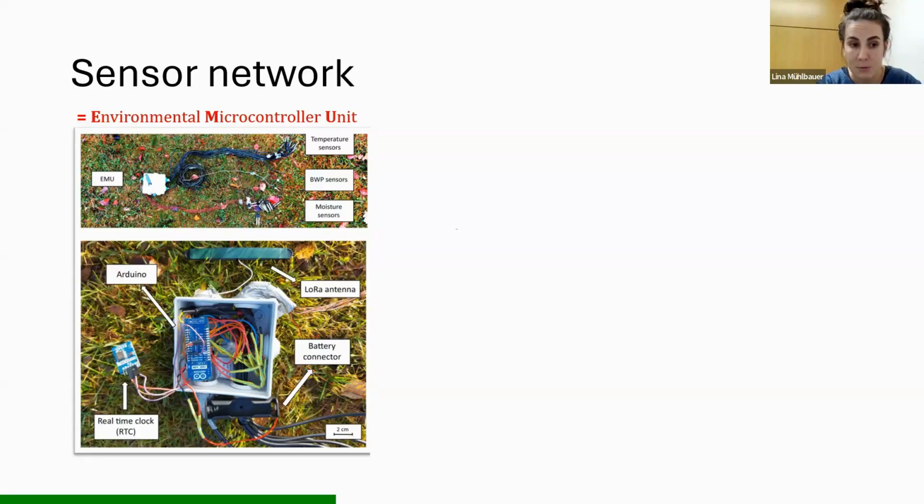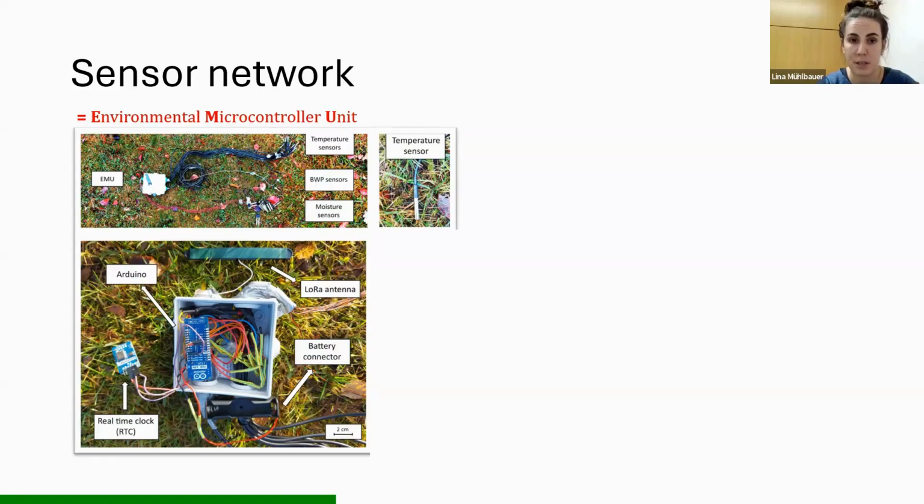It additionally has a real-time clock. That is important because if the battery runs empty, the Arduino doesn't know anymore what time it is. So it needs a real-time clock, which has its own battery, so it always knows the time. Then, of course, we have a battery connector where you can put a normal battery in. We also have a LoRa antenna, which I will talk about later, but that enables several Arduinos to talk to each other.